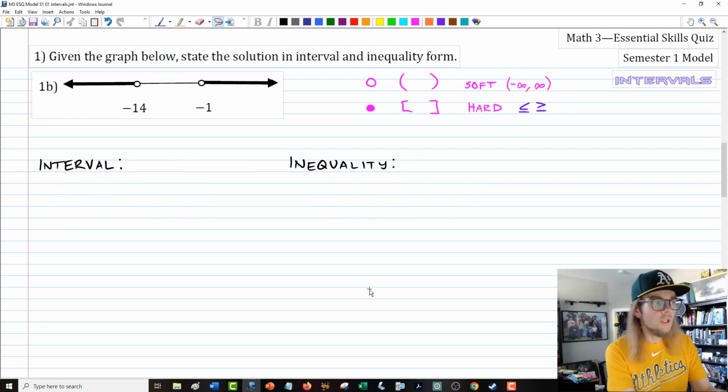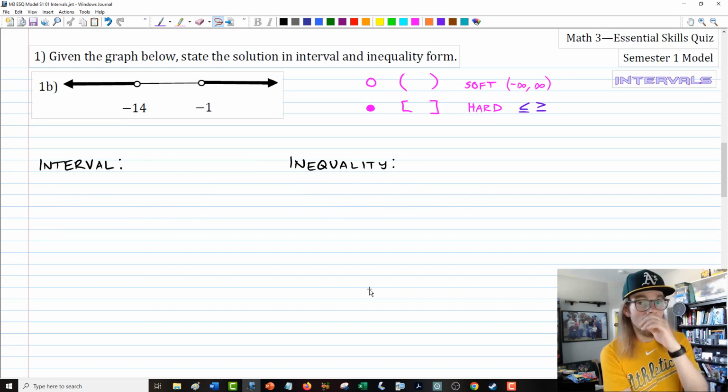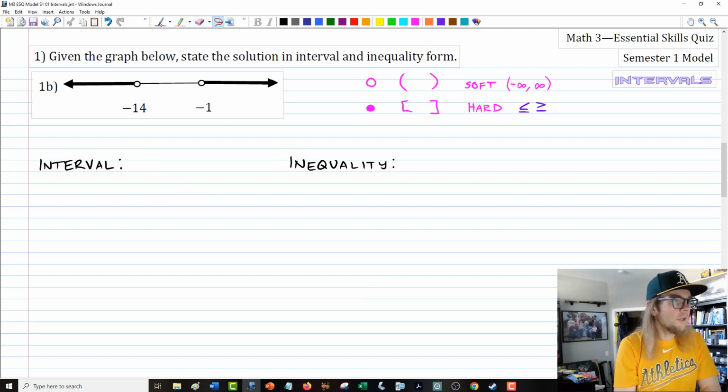In a sense, we're excluding the values of negative 14, negative 1. You can get as close as you want to those two numbers, but you're not going to include them themselves. So we use a soft bracket instead. So having said that, though, a good place to begin, in case you didn't watch the first video, would be to start with what we did before.